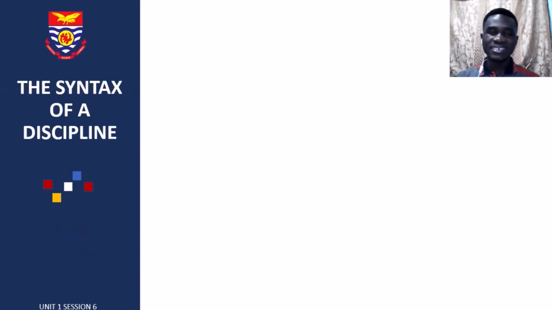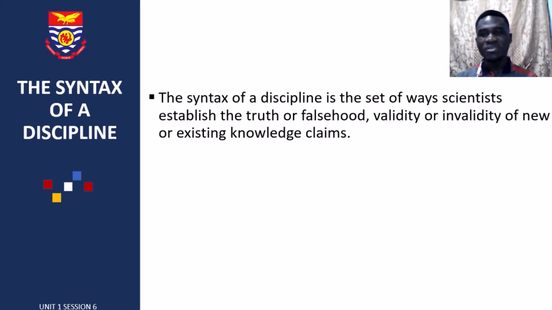Now let's look at the syntax of a discipline. When we talk about the syntax of a discipline, it simply refers to the set of ways scientists use to establish the truth or the falsehood, the validity or the invalidity of new or existing knowledge claims. So the various procedures that scientists will use to establish the truthfulness or the falsehood of a claim or of a knowledge is what is being referred to as the syntax of a discipline.